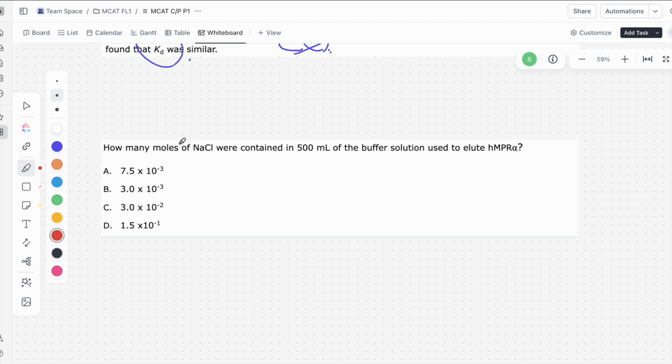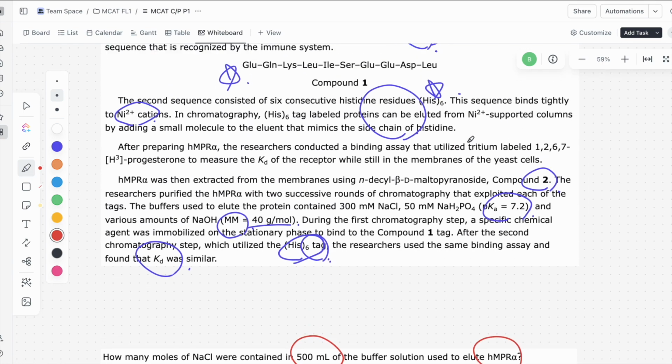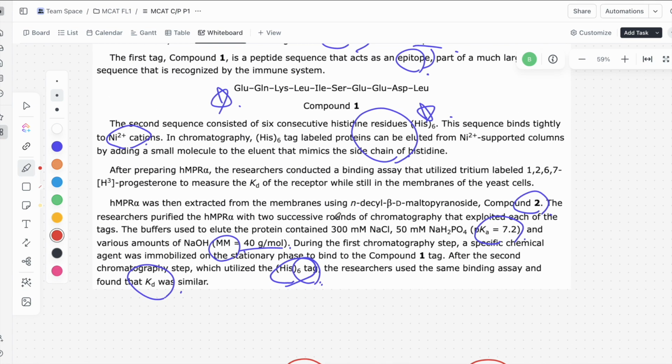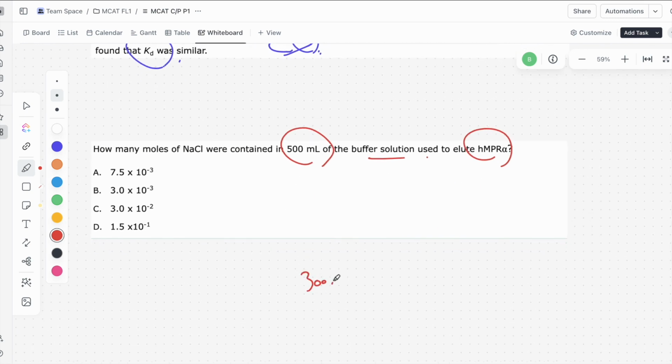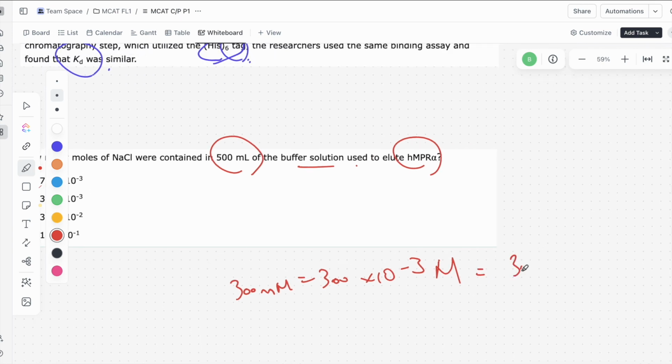This is a little bit more basic gen chem here. How many moles of NaCl were contained in 500 milliliters of the buffer solution used to elute HMPR alpha? So what's the molarity of this? Let's see. 300 millimolar. Okay, the buffers contain 300 millimolar of NaCl. 300 millimolar, what does that mean? It's 300 times 10 to the negative 3 molar. Molar is equal to 300 times 10 to the negative 3 moles per liter.